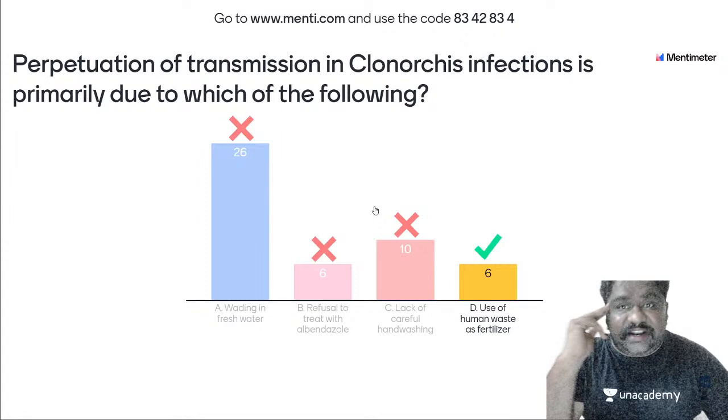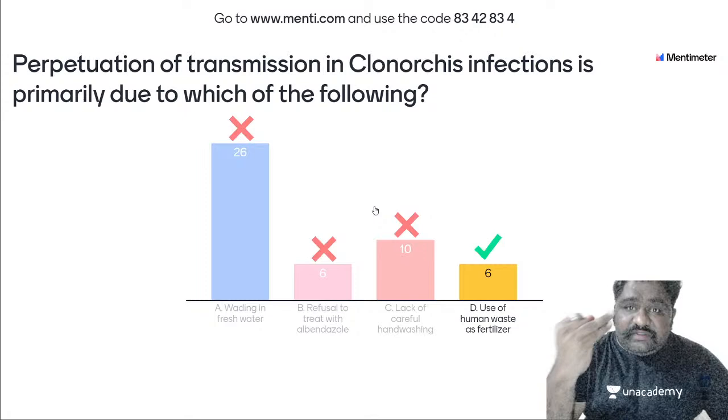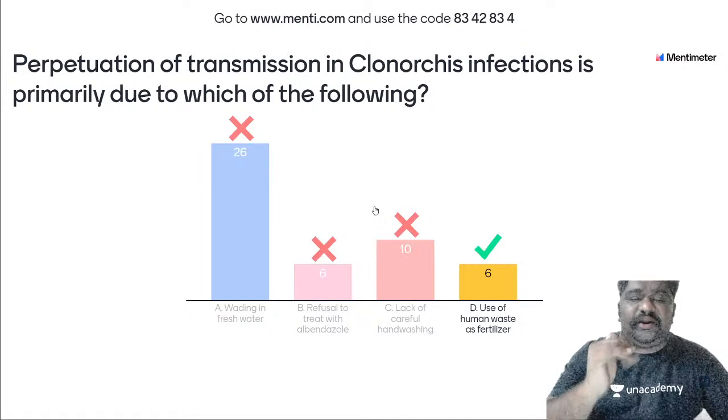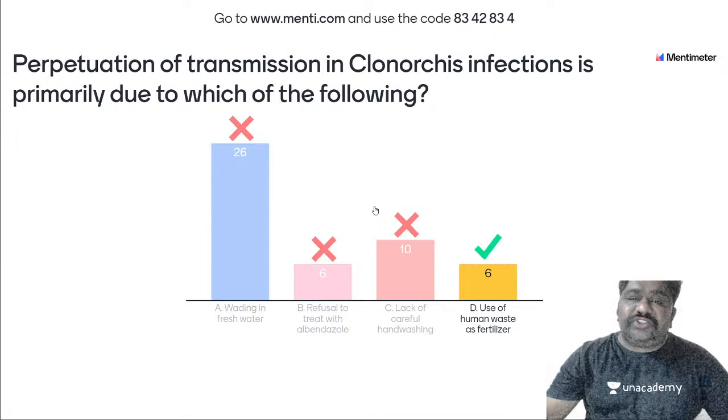Why? Please remember, Clonorchis, Paragonimus westermani, or even including Fasciola hepatica, are organisms acquired by eating raw fish, especially crayfish, and those organisms, the crayfish, are found in the seawater, not in the fresh water. And refusal to treat with albendazole can be the answer for any organism. Just because you don't give albendazole, it does not mean there is a risk of transmission. Albendazole treats, it's not generally prophylactic.